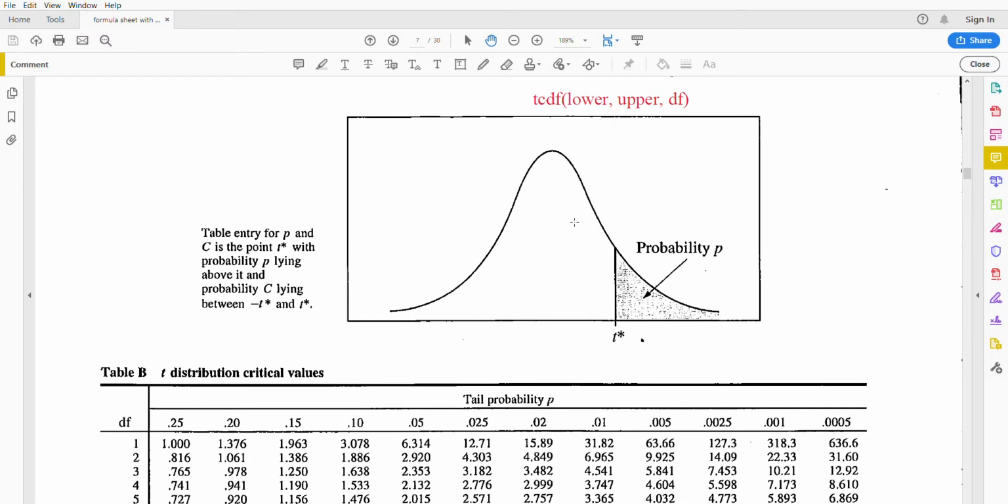So here, table B, again, it's finding areas under t-distributions. You can look it up in the table, or you can use the tcdf command on your calculator. You would just input the lower end where the shading begins, the upper end where the shading stops, and then the degrees of freedom.